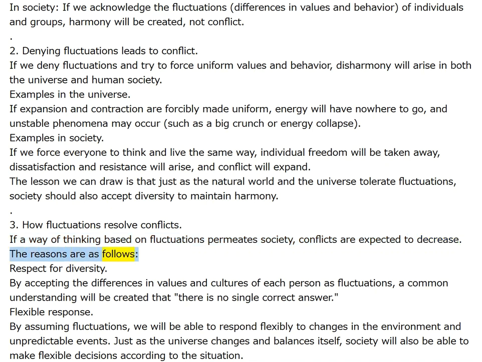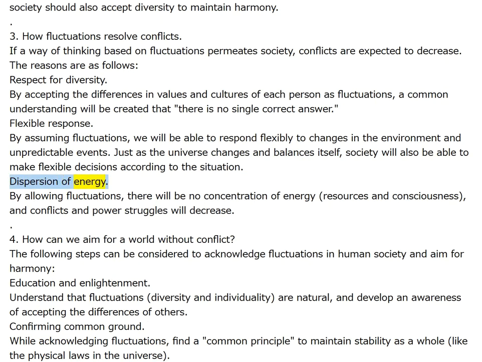The reasons are as follows. Respect for diversity: by accepting the differences in values and cultures of each person as fluctuations, a common understanding will be created that there is no single correct answer. Flexible response: by assuming fluctuations, we will be able to respond flexibly to changes in the environment and unpredictable events. Just as the universe changes and balances itself, society will also be able to make flexible decisions according to the situation. Dispersion of energy: by allowing fluctuations, there will be no concentration of energy, resources, and consciousness, and conflicts and power struggles will decrease.